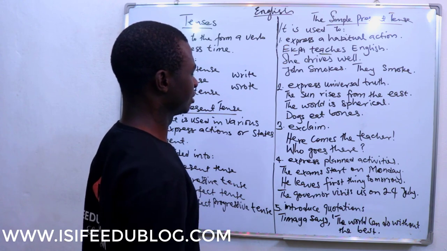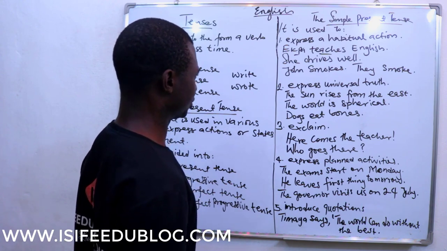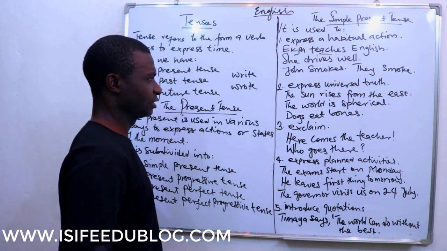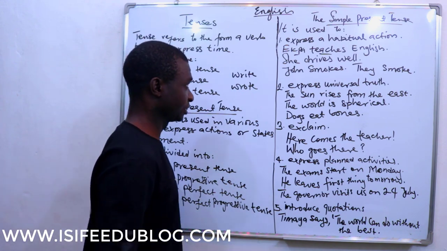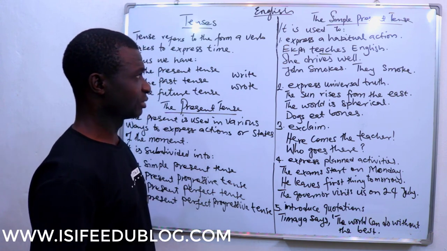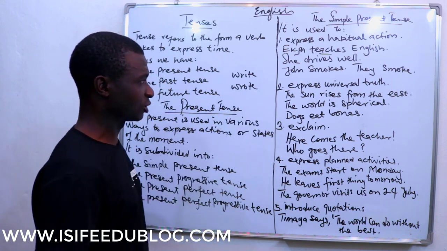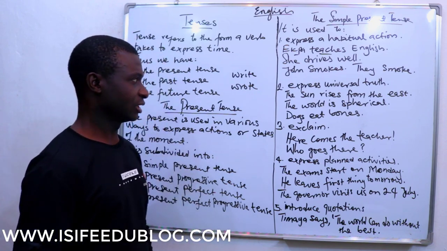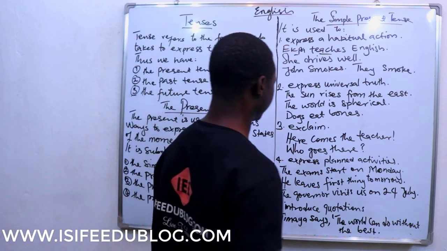She drives well. That's a habitual action. John smokes, or they smoke. These are examples of the simple present tense. So, use this to form your own sentences, and then be conscious of when you use the simple present tense. It's good if you do.